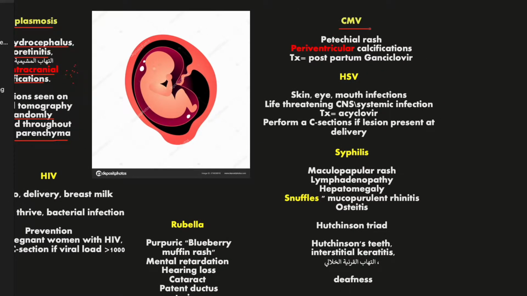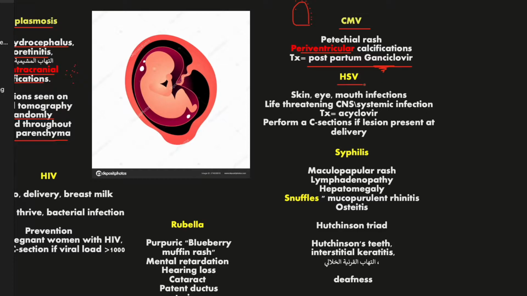The second one, cytomegalovirus. Cytomegalovirus presents with a petechial rash, plus, which is the most important here also, periventricular calcification. If this is the ventricle, the calcifications will be only around the ventricle, which is the opposite of toxoplasmosis, which will be throughout the brain. Treatment is postpartum ganciclovir. So we will give ganciclovir after delivery.